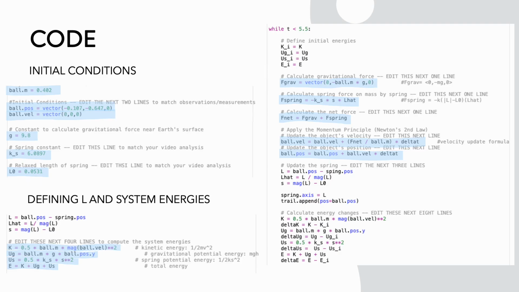Here is the code that I used in GlowScript. Highlighted, you can see all of the things that I've changed: the mass of the ball, which was given to us, the initial position, initial velocity, gravity, spring constant, and L naught, which we found. And then we had to define the length of the spring and the system energies, which we did using the equations. And then in the while loop, we calculated the forces using known equations as well.